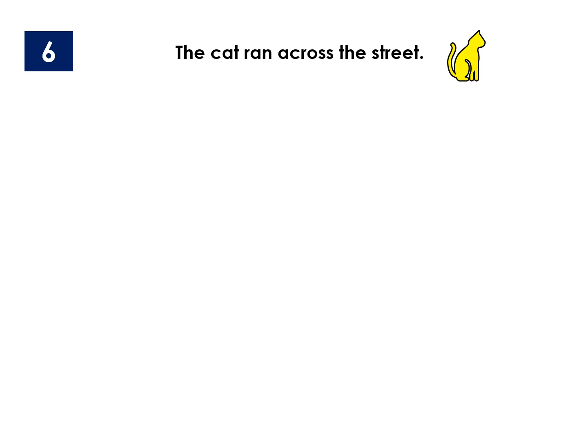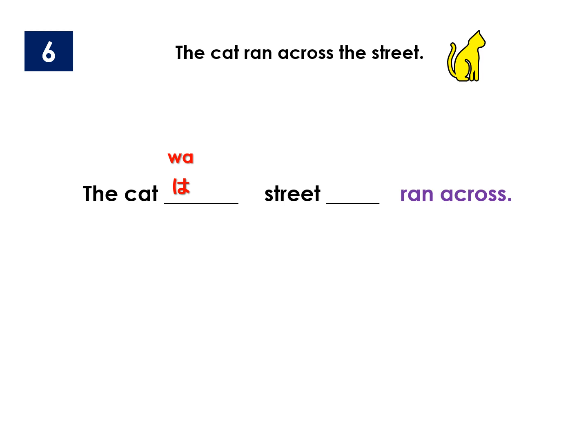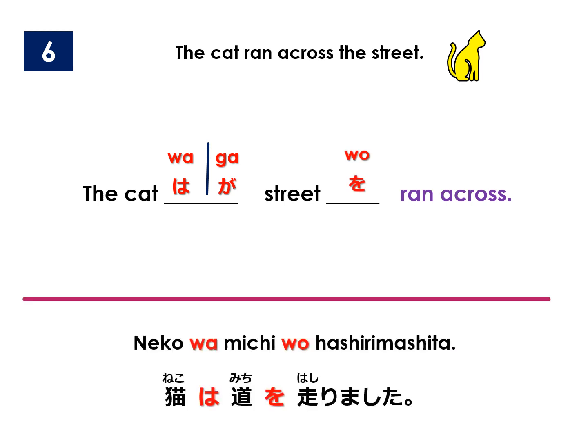Next sentence, the cat ran across the street. The elements are the cat, street, and the verb ran across. The cat can take the topic particle wa or the subject particle ga. Since the verb ran across is a verb of passage, the street, the location where the action occurs, takes the passage particle wo. And in Japanese, 猫は道を走りました。The cat ran across the street.